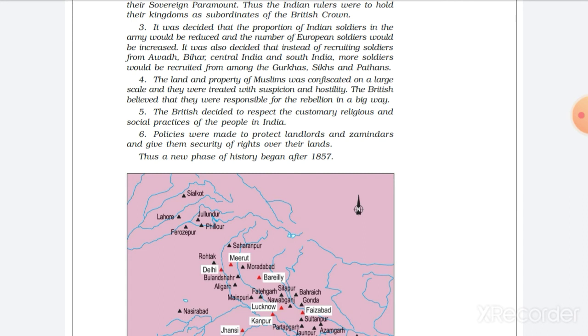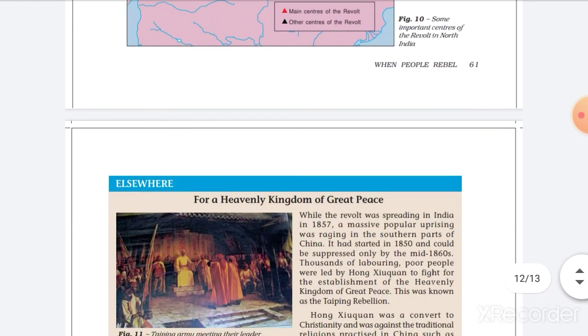They realized this thing. And the last point, the sixth point, tells that policies were made to protect landlords and zamindars and give them security of rights over their lands. Simple, the landlords and the zamindars were provided safety over their land rights and over their lands. Okay, clear. Now this whole chapter finishes here.